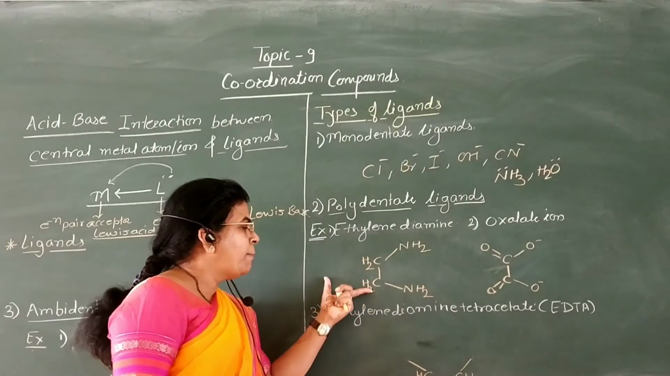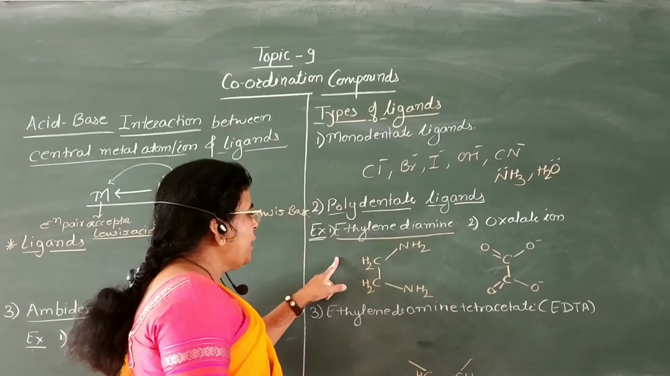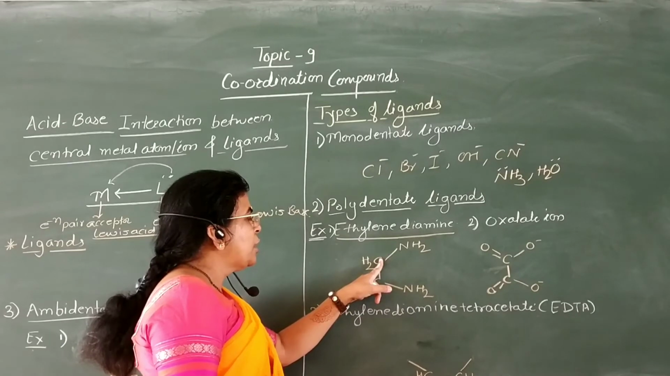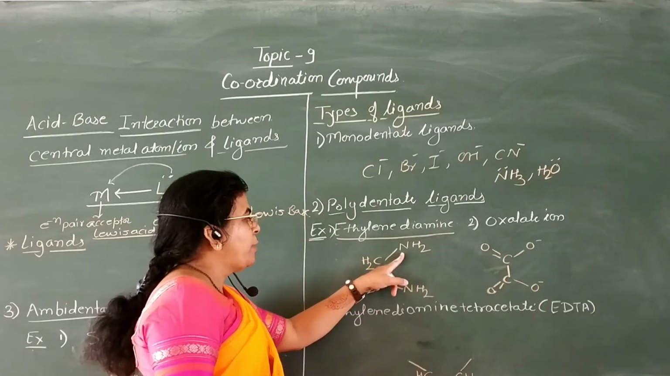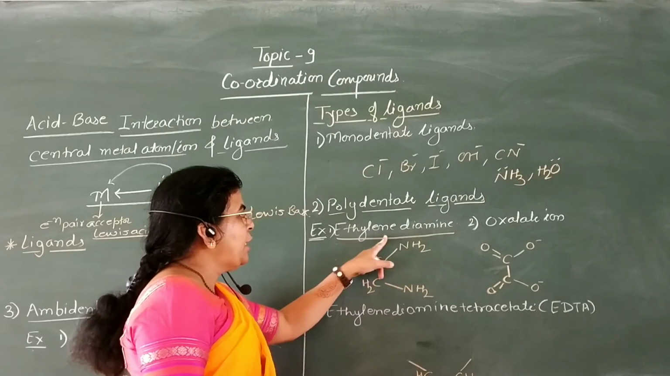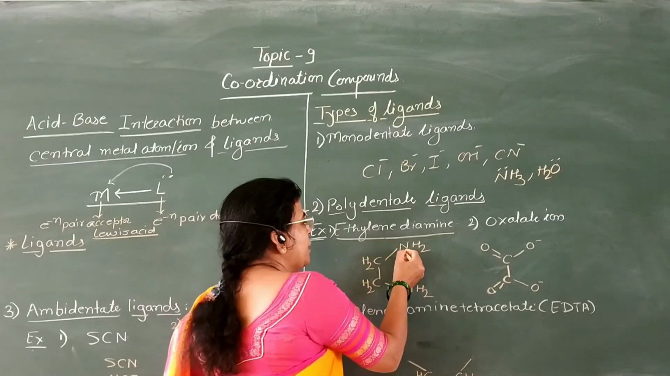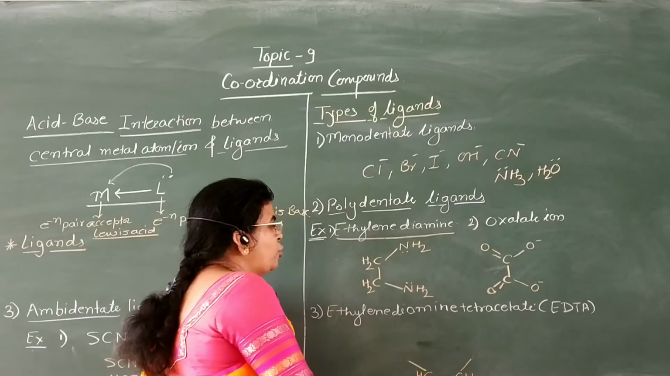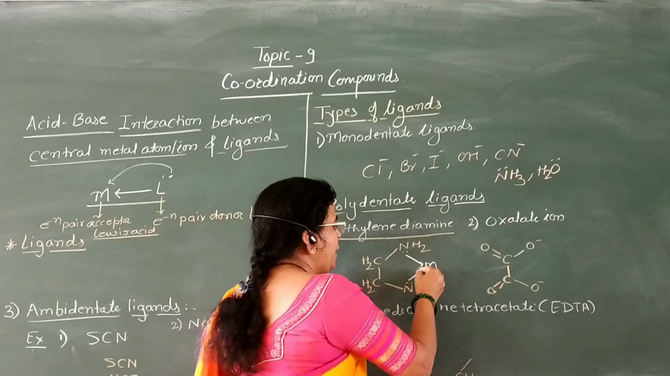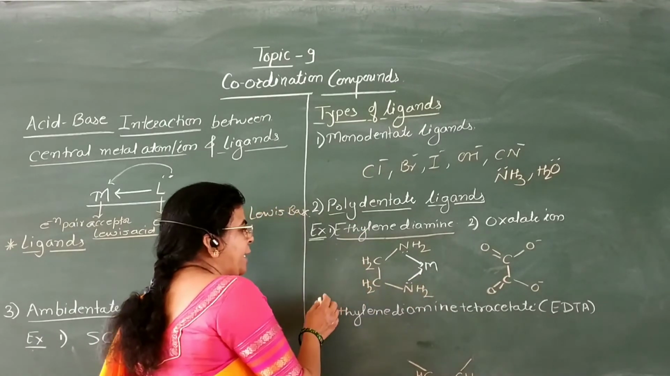Now here some examples are given. First example is ethylene diamine. In ethylene diamine, this is CH2, CH2, which is ethylene, and one hydrogen atom from each ethylene carbon is replaced by an NH2 group, and therefore it is ethylene diamine. Here these are two amine groups. This nitrogen atom can donate an electron pair to the central metal atom, so it can donate two lone pairs of electrons to the central metal atom, and therefore it is an example of a bidentate ligand.